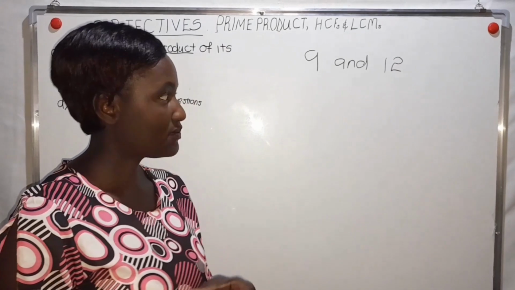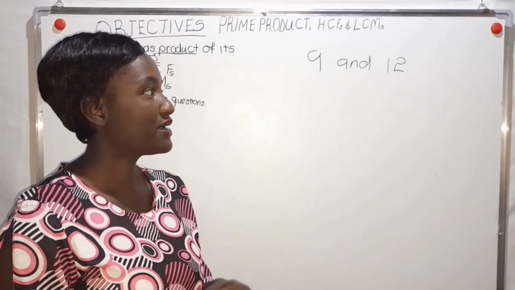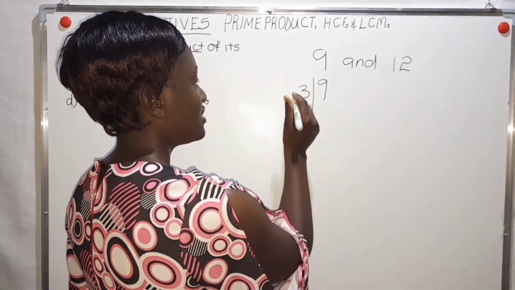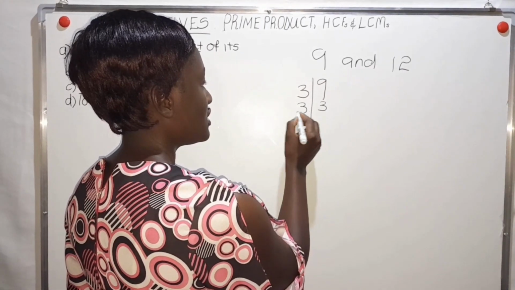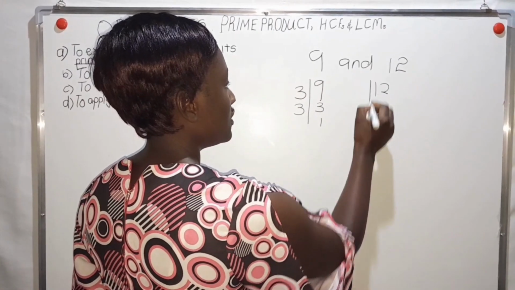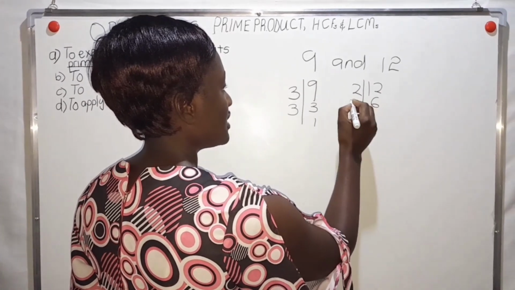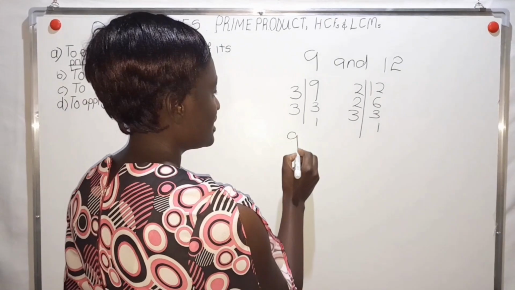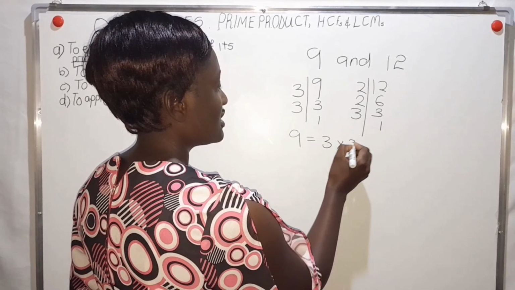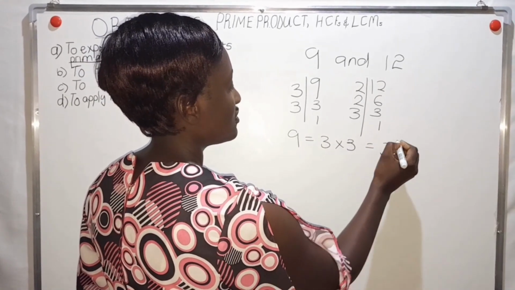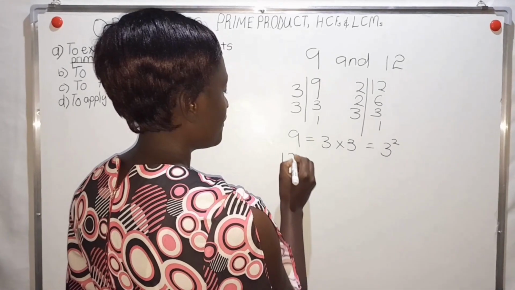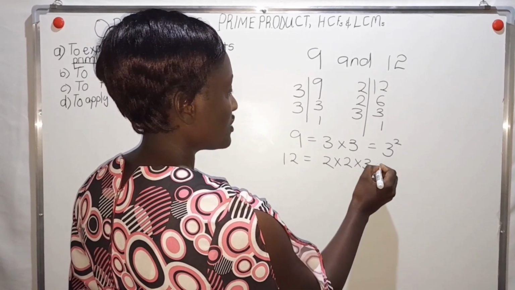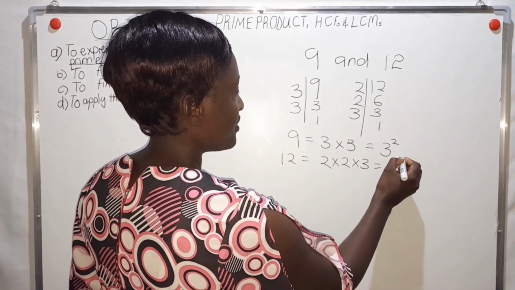So you need to express each number as a product of its prime factors. 3 into 9, we get 3. 3 into 3, 1. Then 12, 2 into 12, 6. 2 into 6, 3. 3 into 3, 1. So it means 9 is equal to 3 times 3, which is 3 to the power of 2. 12 is equal to 2 times 2 times 3, which is 2 to the power of 2 times 3.